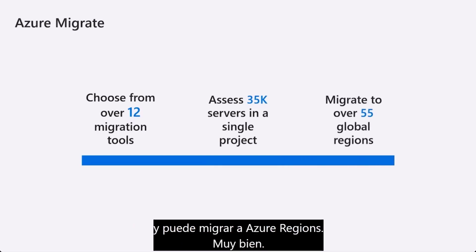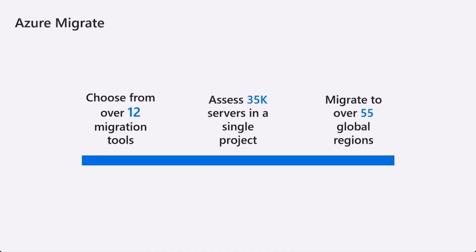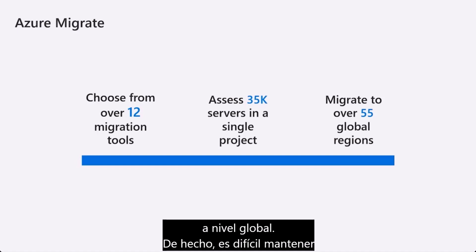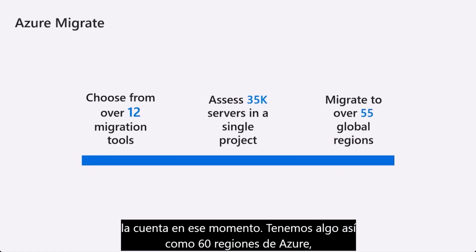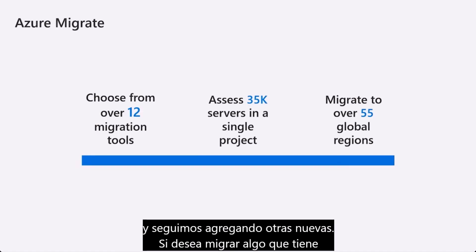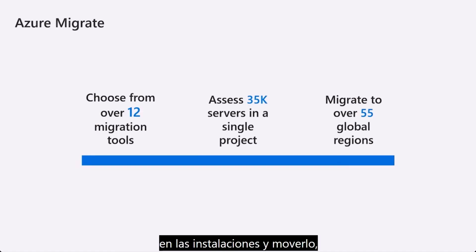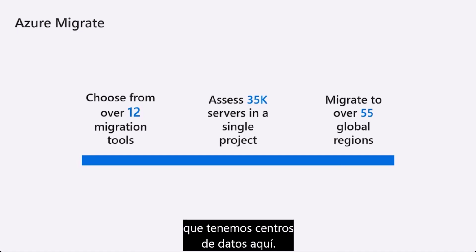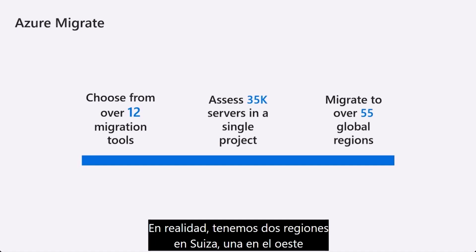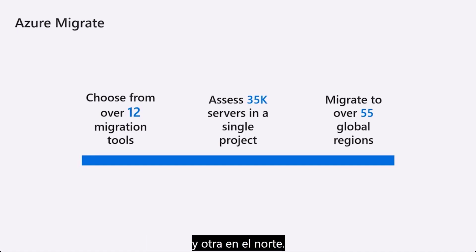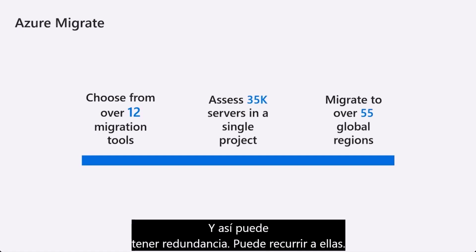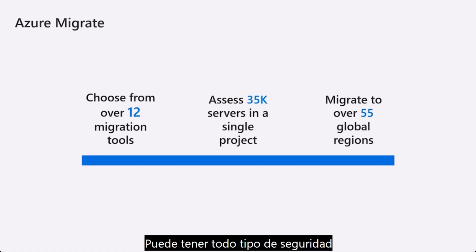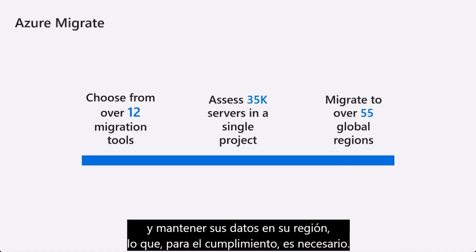And you can migrate to the Azure regions, all right? We have very many global regions. In fact, it's hard to keep count. At the time, we have something like 60 plus Azure regions, and we keep adding new ones. So if you want to migrate something that you have on premise and move it, for example, to Switzerland, I'm based in Switzerland, and so I'm happy to know that we have data centers here. We have actually two regions in Switzerland, one in the west and one in the north. And so like this, you can have redundancy, you can have fallback, you can have all kinds of security around your data, and then keep your data in your region, which sometimes for compliance is necessary.